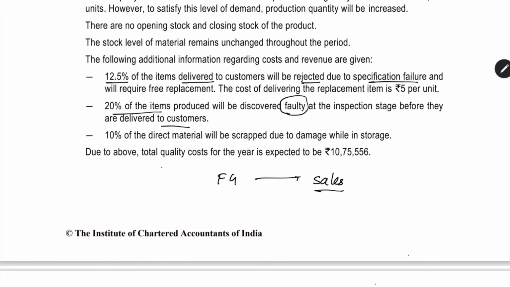Next, after selling to the customers, 12.5% of the items delivered will be rejected due to specification failure and will require free replacement. If you sell 100 units to customers and deliver them, out of that, 12.5 items will be returned to you and you have to give a free replacement. The cost of delivering the replacement item is 5 rupees per unit. For delivering, you will incur 5 rupees charges. This is the information given.